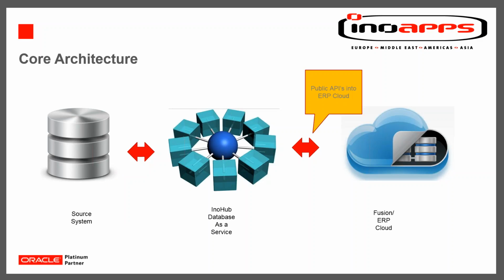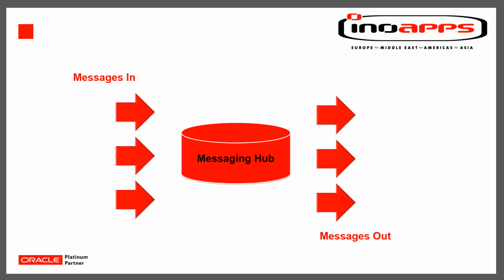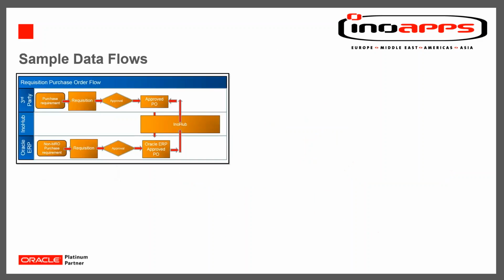Fundamentally, in order to get data into Fusion ERP Cloud, you have to go via the public APIs. So we need to manipulate that message that we receive into the correct format. Another way of looking at it is that we take some messages in, we send some messages out, we do some transformation, and we sit on top of that a whole range of auditing and exception handling to provide the governance that's necessary. I've got a few examples here very specific to particular customer needs, but these are some data flows that we've built.